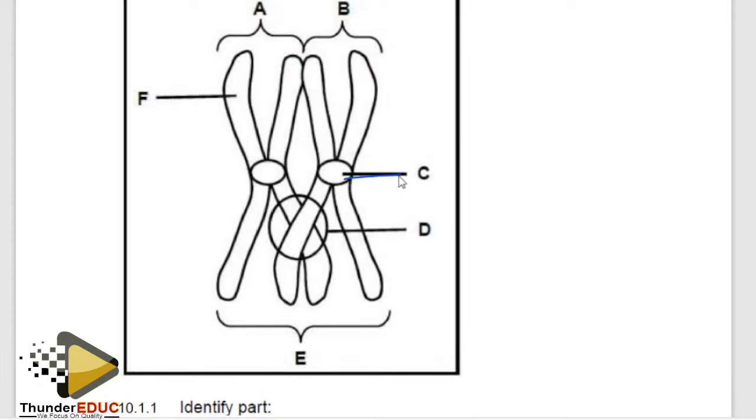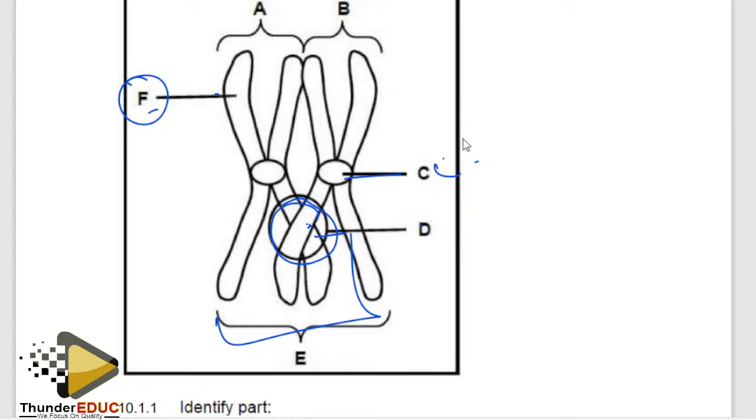How do you call C? It is a centromere. How do you call this? The point where crossing over takes place is the chiasma. How do you call this? We call it a chromatid. How do you call this? Because they are chromosomes and crossing over, we call it a bivalent.